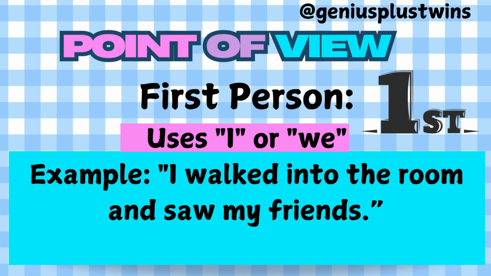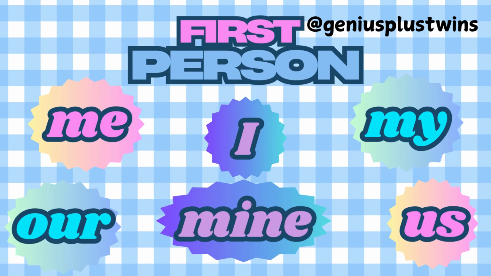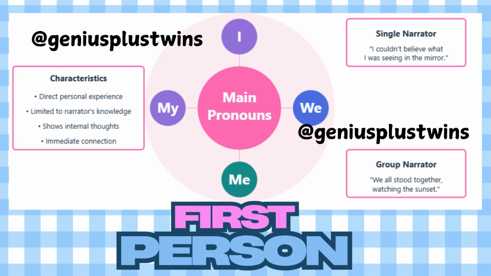First person point of view. I walked into the room and saw my friends. First person point of view uses pronouns and words like I, me, my, mine, we, us, our, or ours. Let's explore the first person point of view in more detail.